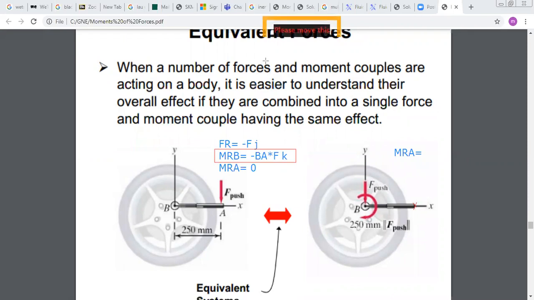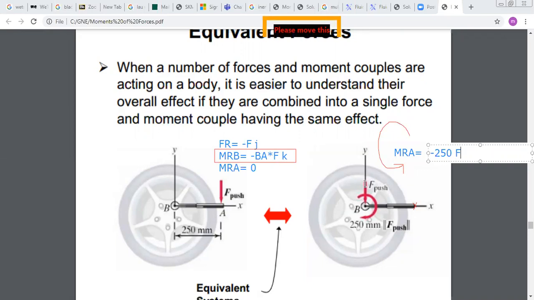So let us take, if you want, the counterclockwise as positive. So considering now that in this equation, the counterclockwise direction is positive. Since this couple is in the clockwise direction, then it is negative. So I will put minus 250 times F.